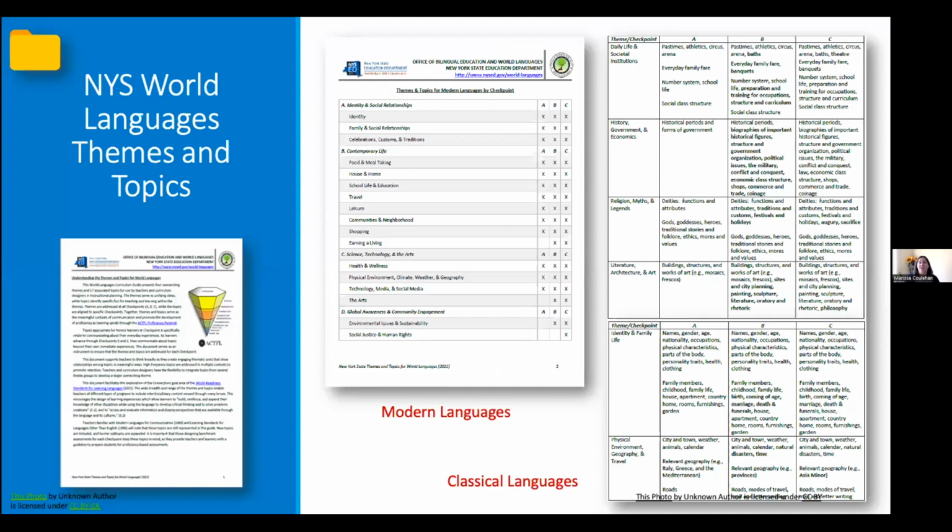I also want to call your attention to the world languages, themes, and topics for New York State. We have a modern languages copy and a classical languages copy because those would be different for both groups of languages. And that's also in the folder.